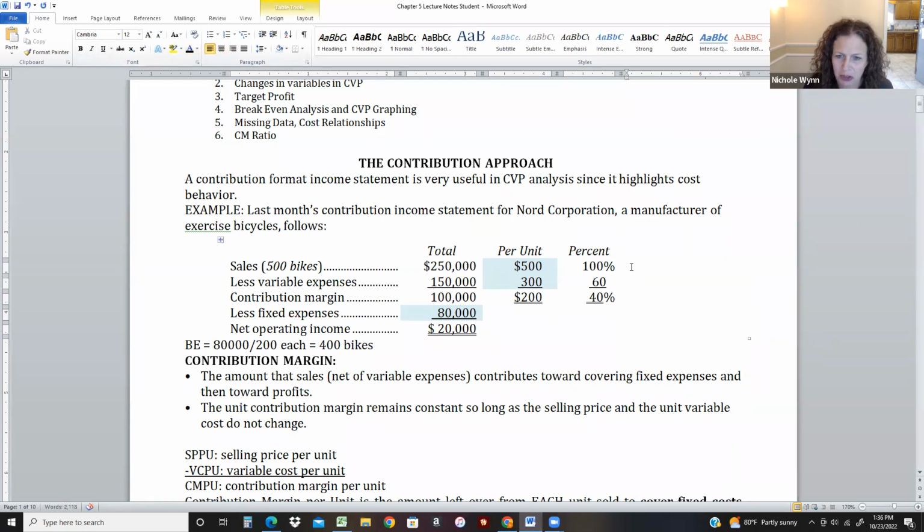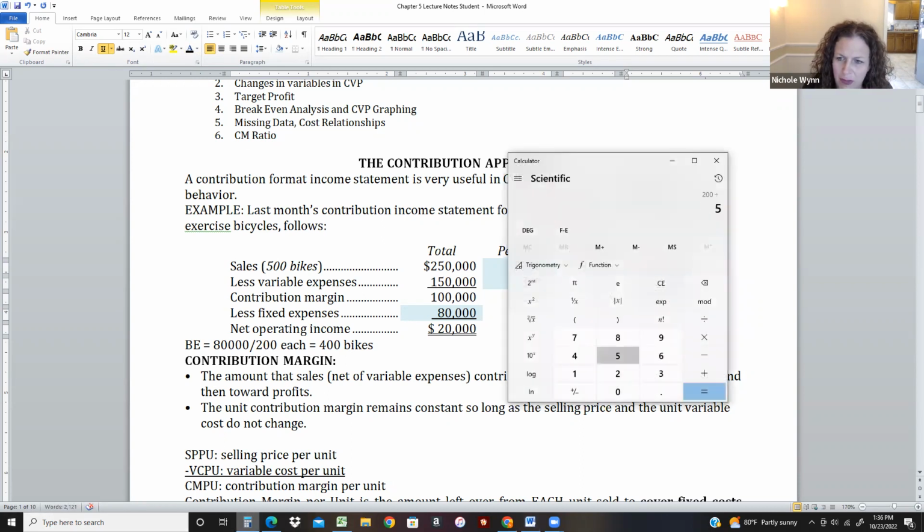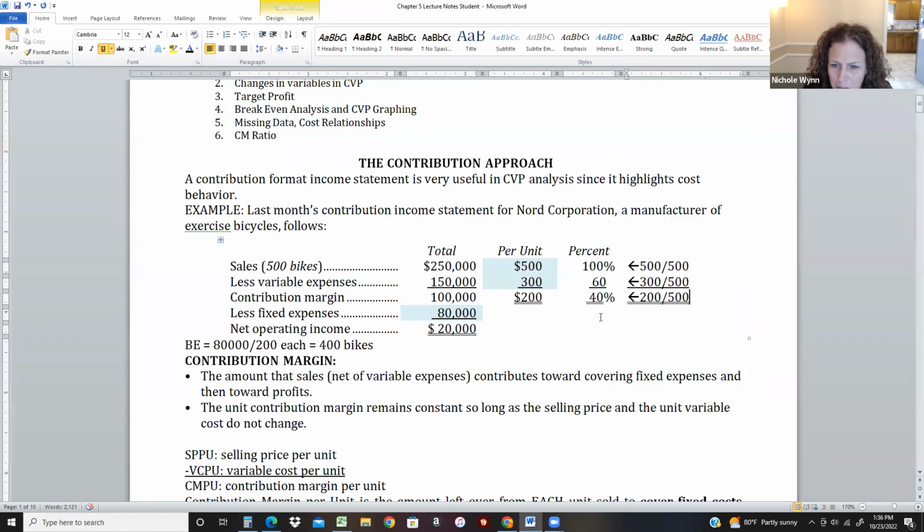to get that 100%, what you do is you take 500 divided by 500. Basically it's the selling price divided by the selling price, and everything is going to be divided by the selling price. So on this one, it would be 300 over 500. And then this one is 200 over 500. I want you to see that if you, in your calculator, take 200 divided by 500, you get 0.4 or 40%.